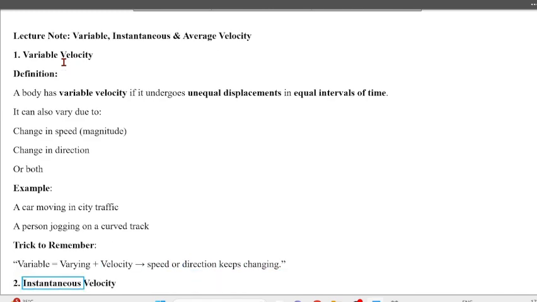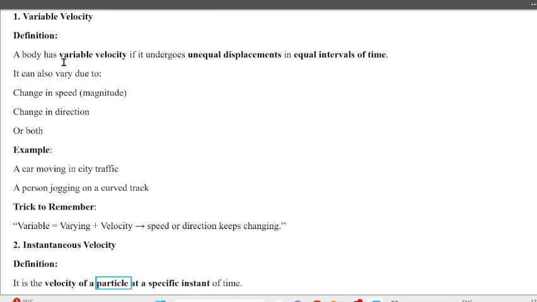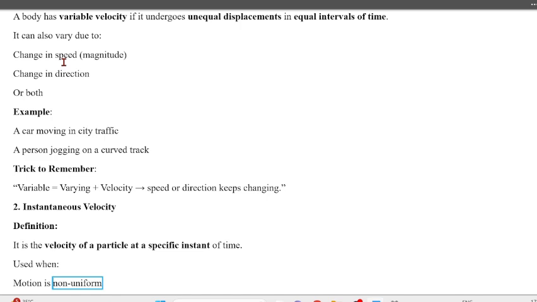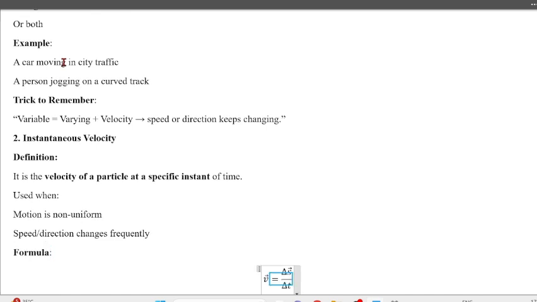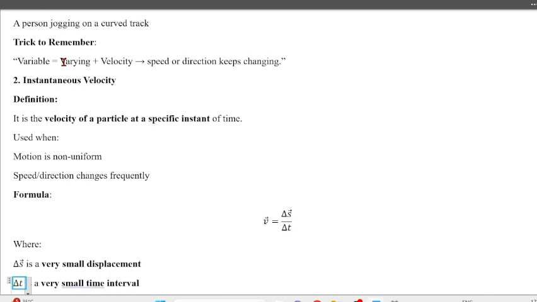Two: instantaneous velocity. It is the velocity of a particle at a specific instant of time. Used when motion is non-uniform and speed or direction changes frequently. Formula: v equals delta s over delta t, where delta s is a very small displacement and delta t is a very small time interval.